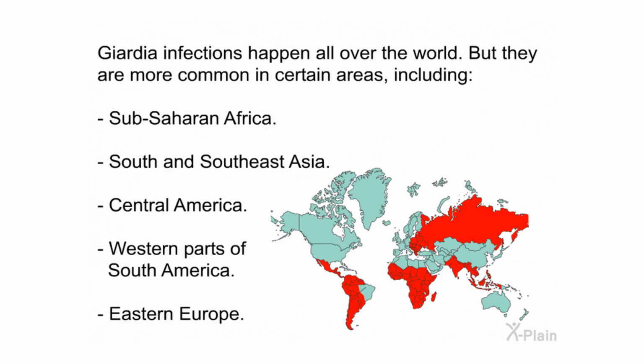Giardia infections happen all over the world, but they are more common in certain areas, including Sub-Saharan Africa, South and Southeast Asia, Central America, western parts of South America, Eastern Europe.